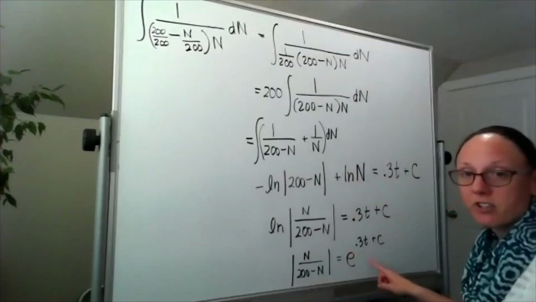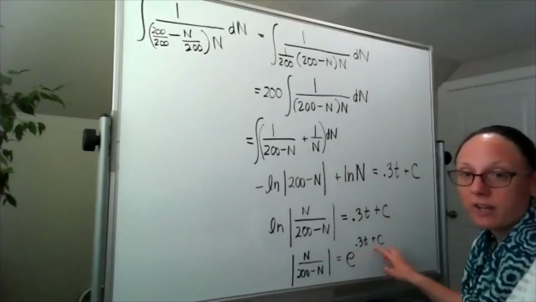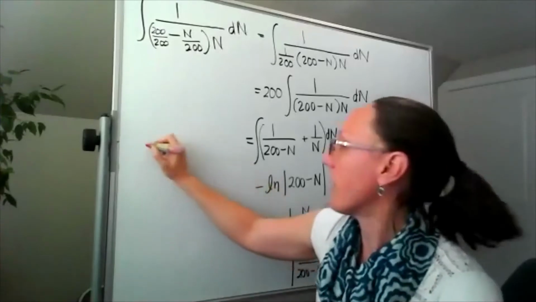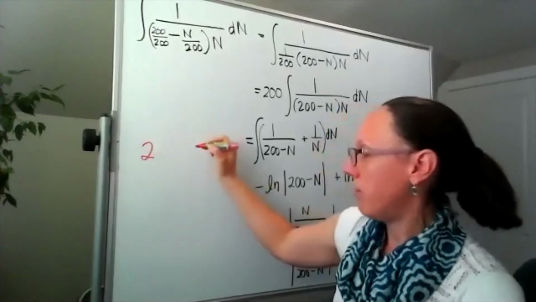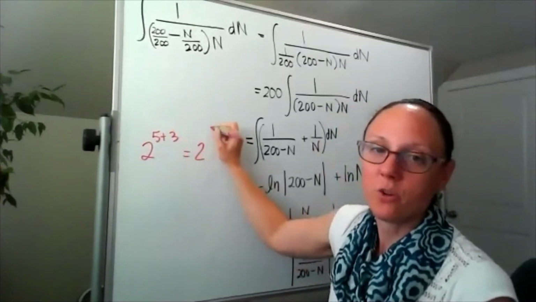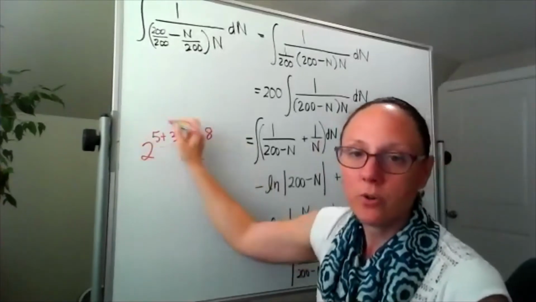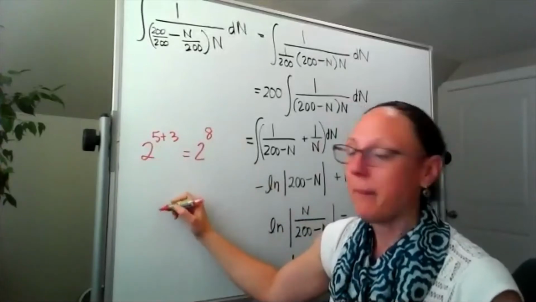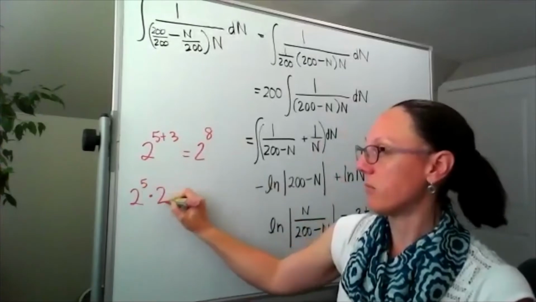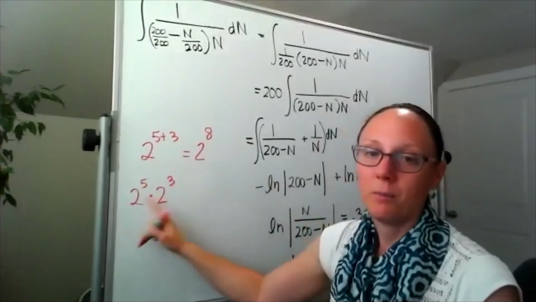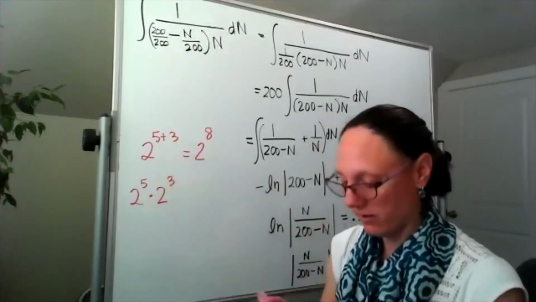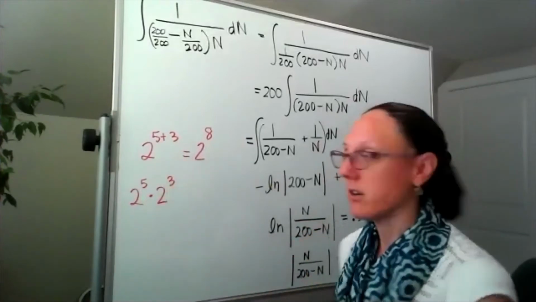So the trick for dealing with this e to the 0.3t plus c: if I had something that looked like 2 to the 5 plus 3, I know that that's 2 to the 8th, but that 2 to the 5 plus 3 may have come from something that looked like 2 to the 5th times 2 to the 3rd. Because when I multiply two things with the same base, I end up adding the exponents. Well, we're going to use that in reverse.